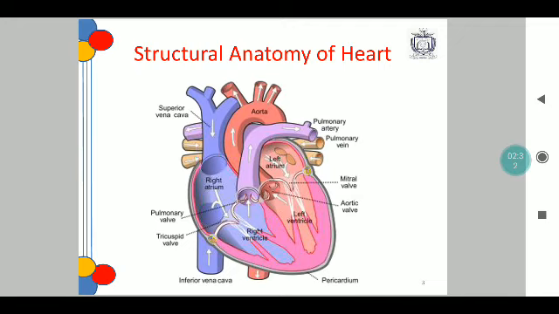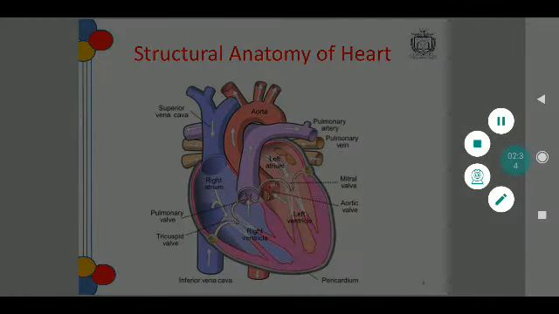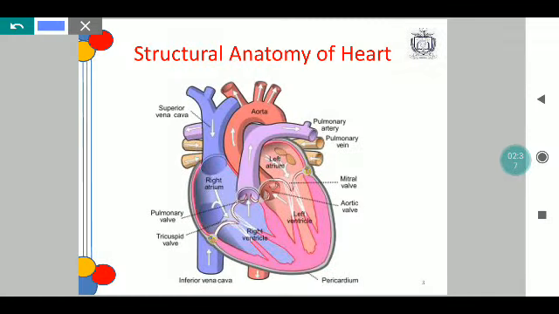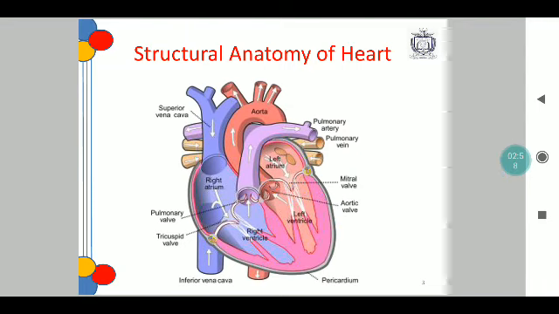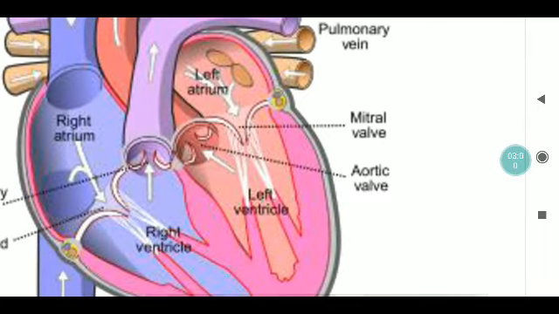Now, as we know that there is a separation, blood does continue to flow freely. The mitral valve separates the left atrium from the left ventricle. It has 2 leaflets and hence it is called a bicuspid valve. So, the mitral valve is also called a bicuspid valve. It comprises 2 leaflets, which you can see in this diagram. I'll just zoom in. So, you can see the 2 leaflets.